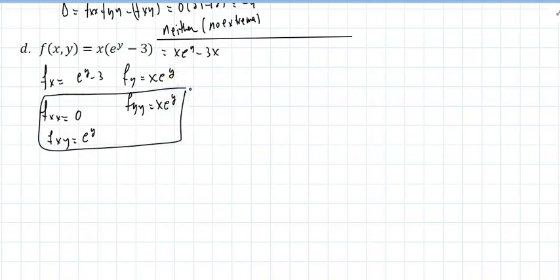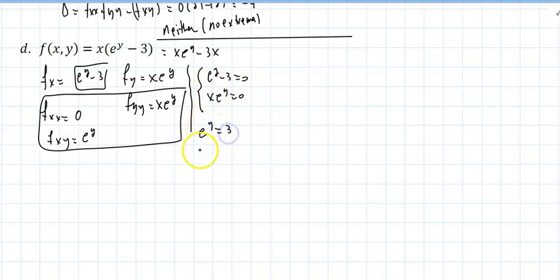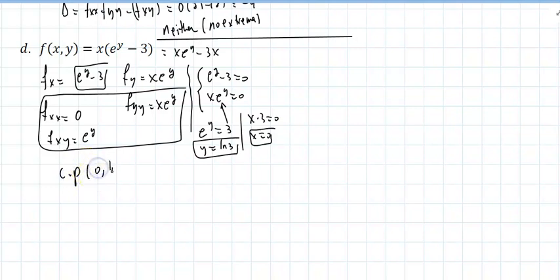Here, I need a value for x and y to evaluate those. Otherwise, that's going to be a problem. So the system of equations, again: e to the y minus 3 equals 0, and x e to the y equals 0. If I take the top equation and say e to the y equals 3, that means y equals natural log of 3. If I put e to the y equals 3 there, that will be x times 3 equals 0. That means x is 0. So my critical point is really 0, natural log of 3.